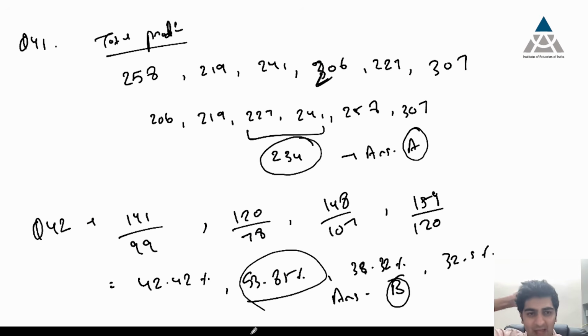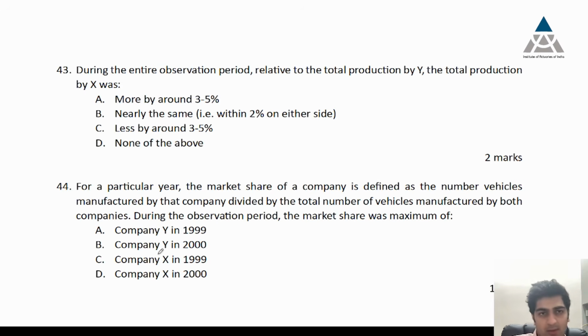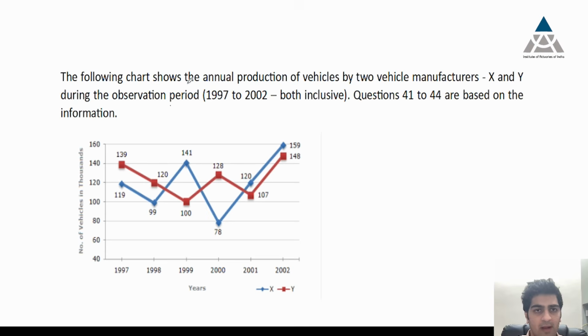Okay. So that was question 42. Let's move to question 43 now. During the entire observation period, relative to the total production of Y, the total production of X was... So we just need to calculate total productions by the two companies, that is X and Y.